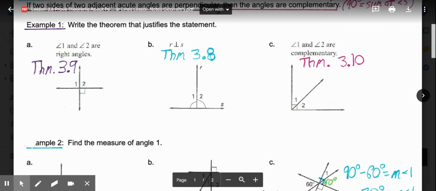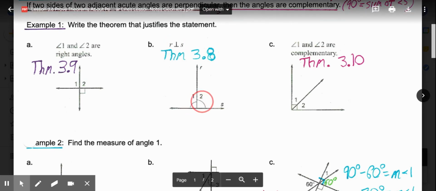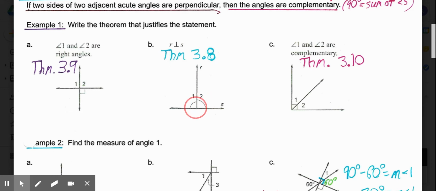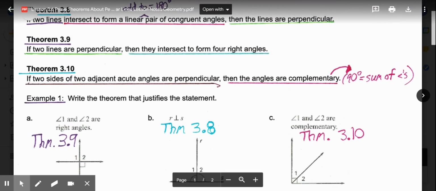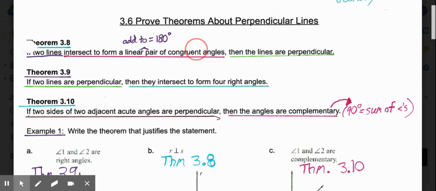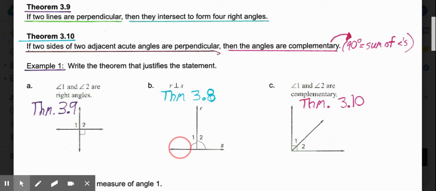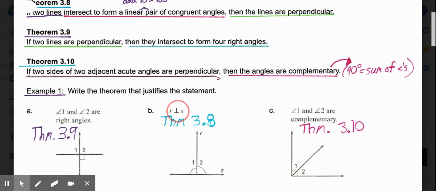In B, we're told R is perpendicular to S. And then if we look, we have angles 1 and 2 with the single arc symbol in each, meaning they are congruent. So in this case, we have theorem 3.8, two lines intersect to form a linear pair of congruent angles. So here's our linear pair along line S. Line R intersecting it at angles 1 and 2. 1 is congruent to 2, so those two are congruent. Then we can state R is perpendicular to S.